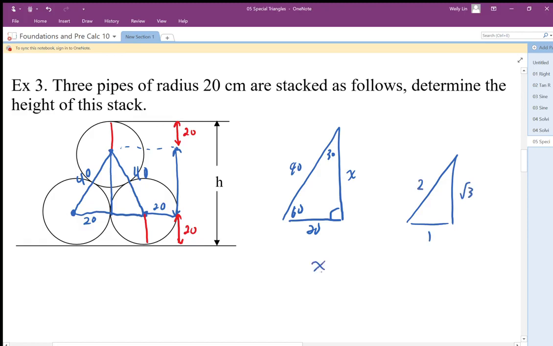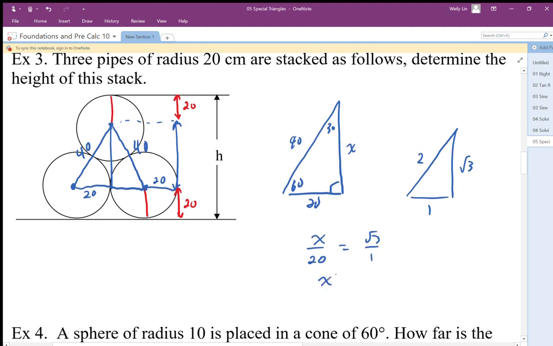So x to 20 happens to be the sine ratio. It's going to be root 3 to 1. And then solving for this length of x, I get 20 root 3. So this length works out to be 20 square root 3. We leave it as 20 square root 3. We want to keep the exact values.